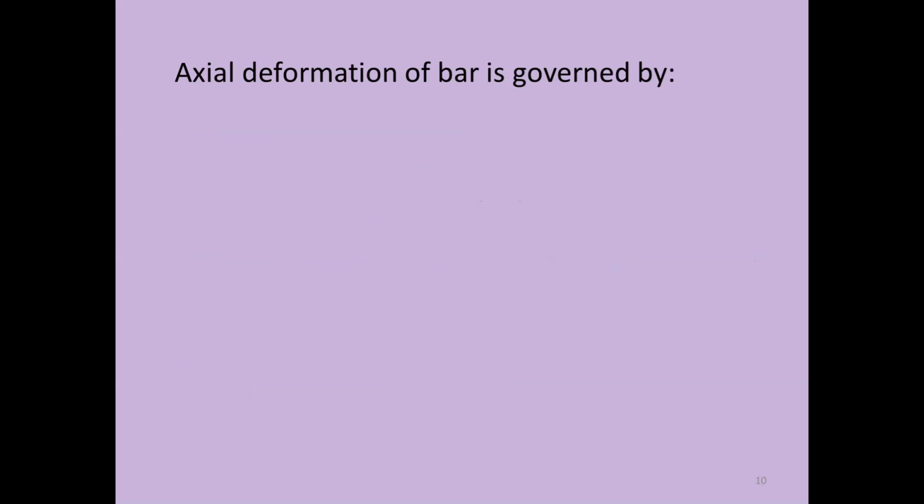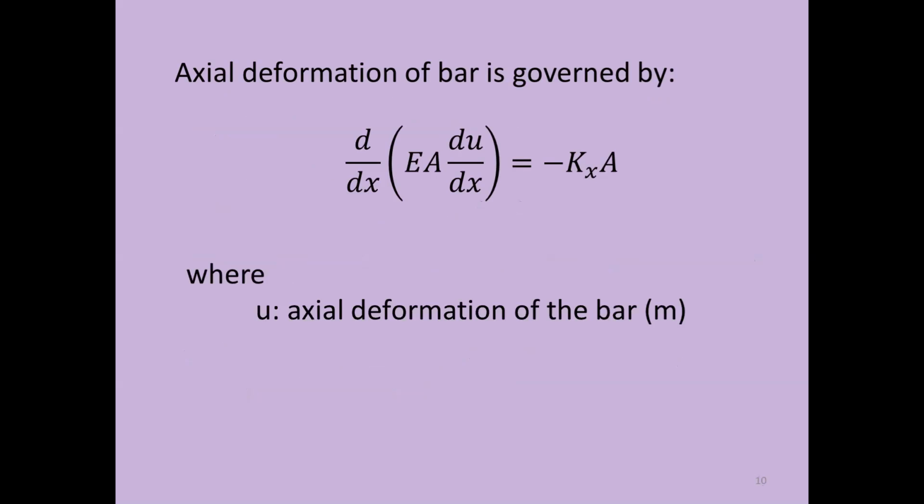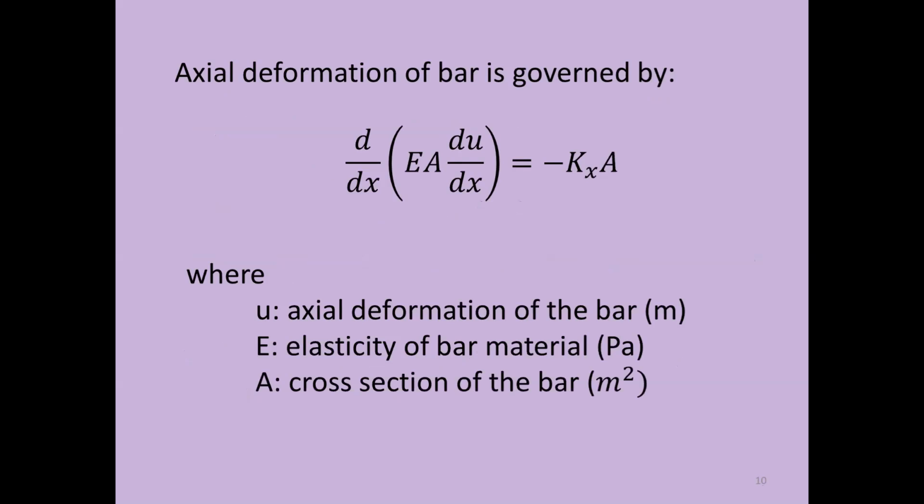The axial deformation of a bar is governed by the equation where U is the axial deformation of the bar, E is the elasticity of the bar material, A happens to represent the cross-section area of the bar, and Kx represents the loading on the bar, which in this case happens to be the volume load.